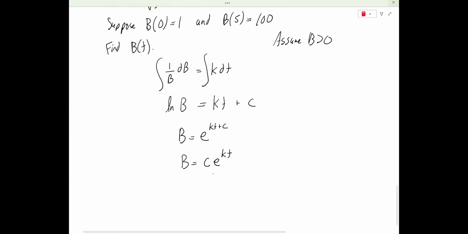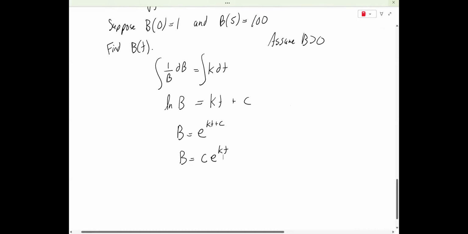Now, what we have to do to finish the model is find the C and the k in this. So we can use these conditions to help. So we use the initial conditions now. So I'll say here, now apply the conditions.